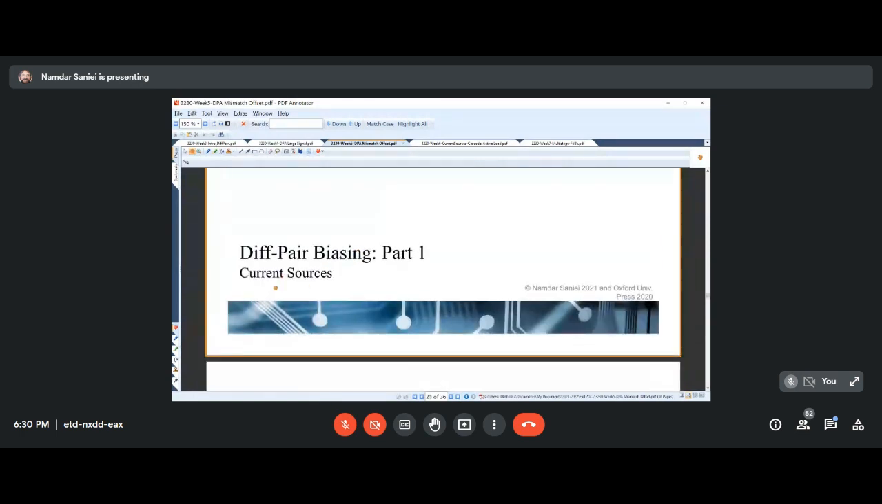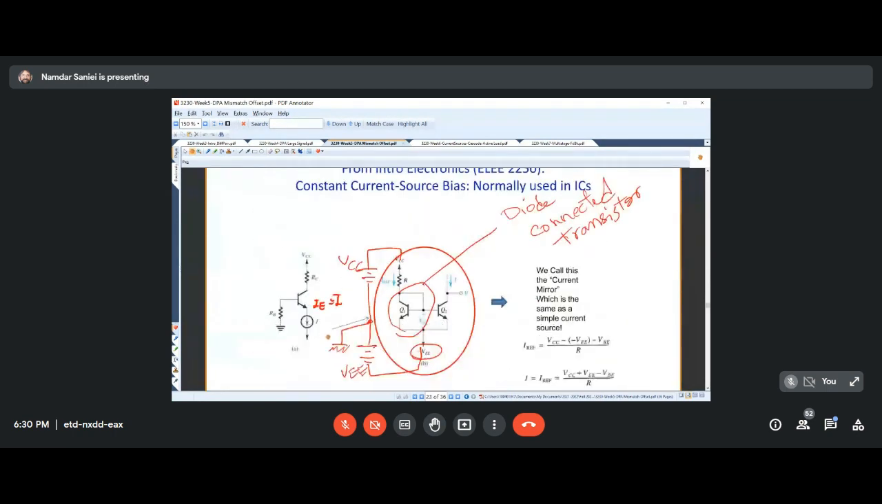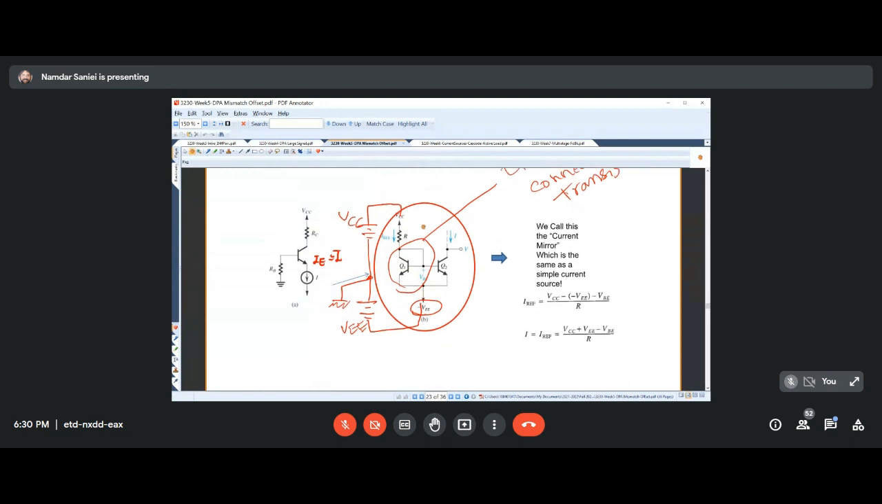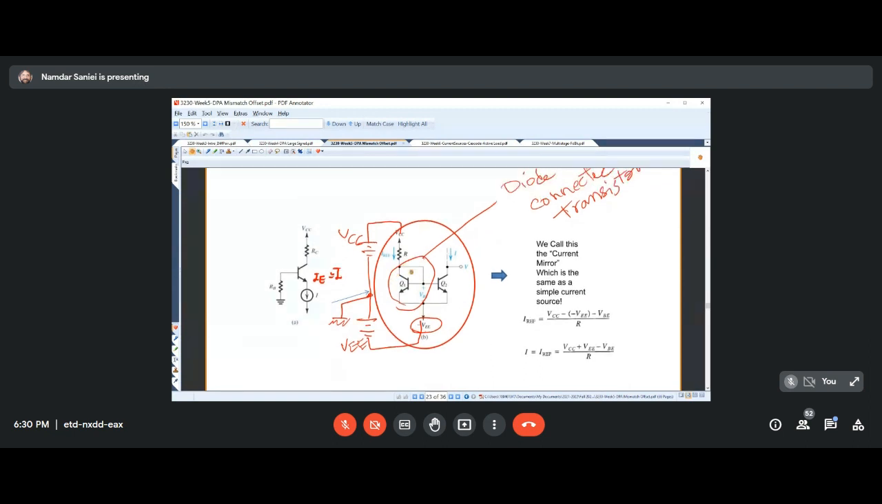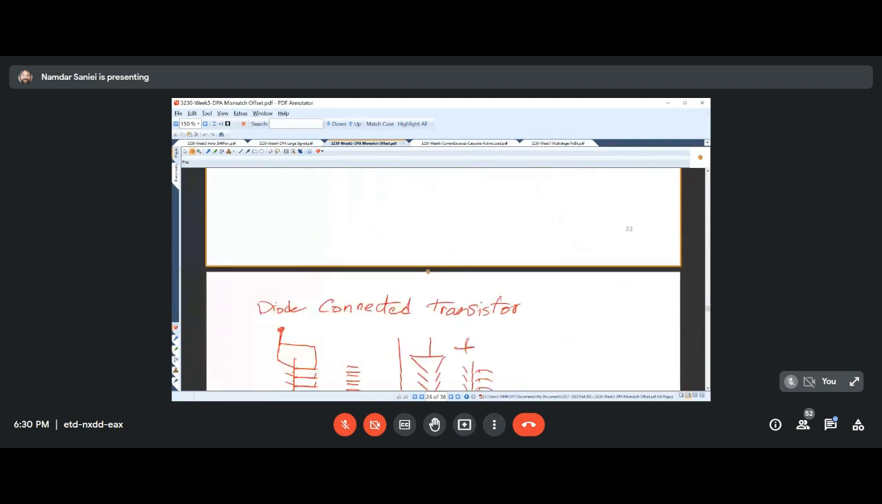Then we started talking about current sources. And for the current sources, we started with the simple current mirror current source, which is based on a diode connected transistor. And we wrote a KVL in this loop, came up with the reference current, which ideally is going to be the same as this I on the other side, which gets connected to the emitters of a differential pair amplifier.